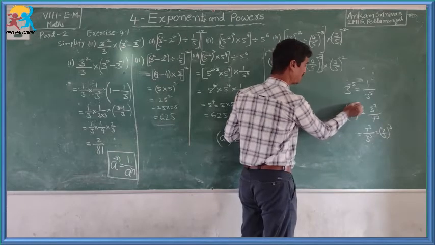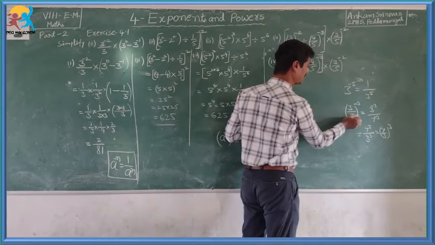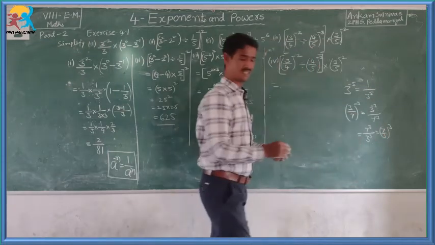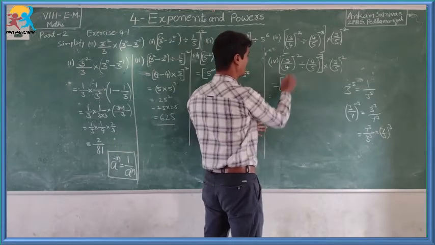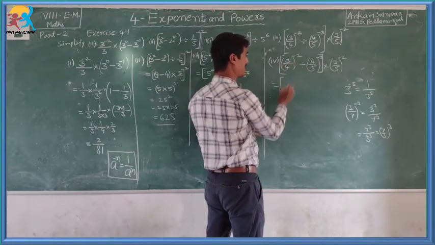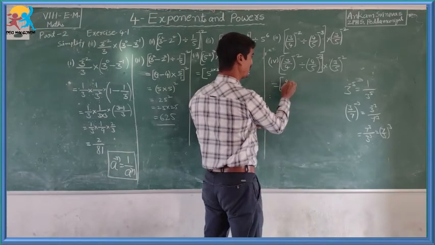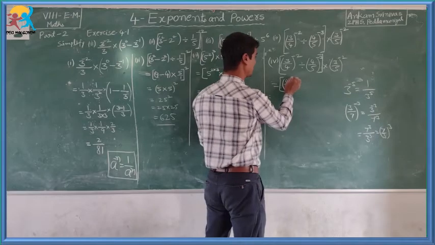That means, to write a positive exponent, we have to write the reciprocal of 3 by 7. What is the reciprocal of 3 by 7? 7 by 3. So how can we write here? 3 by 4 with negative exponent, we have to write 4 by 3 with positive exponent.